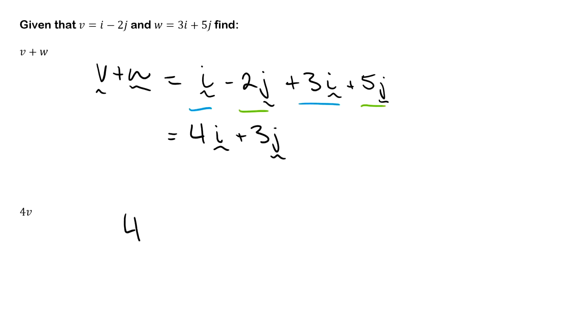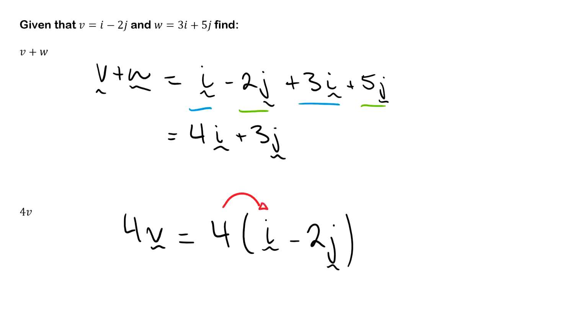Down here we have 4v. Therefore, we will have 4 bracket I vector minus 2J vector. And again, each component is multiplied by your scalar. So we now have a resultant vector of 4I, take away 8J.